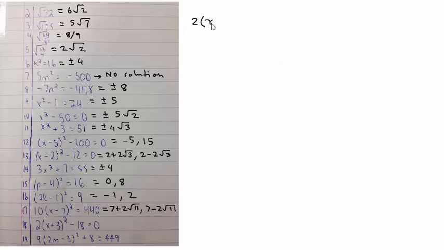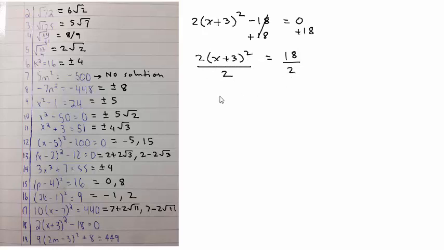2 multiplied with x plus 3 whole squared minus 18 is equal to 0. The first job is to take the 18 to the other side by adding 18. So we have 2 multiplied with x plus 3 whole squared is equal to 18. Let's solve for x plus 3 whole squared first by dividing both sides by 2. So we have x plus 3 whole squared is equal to 18 divided by 2 is 9.